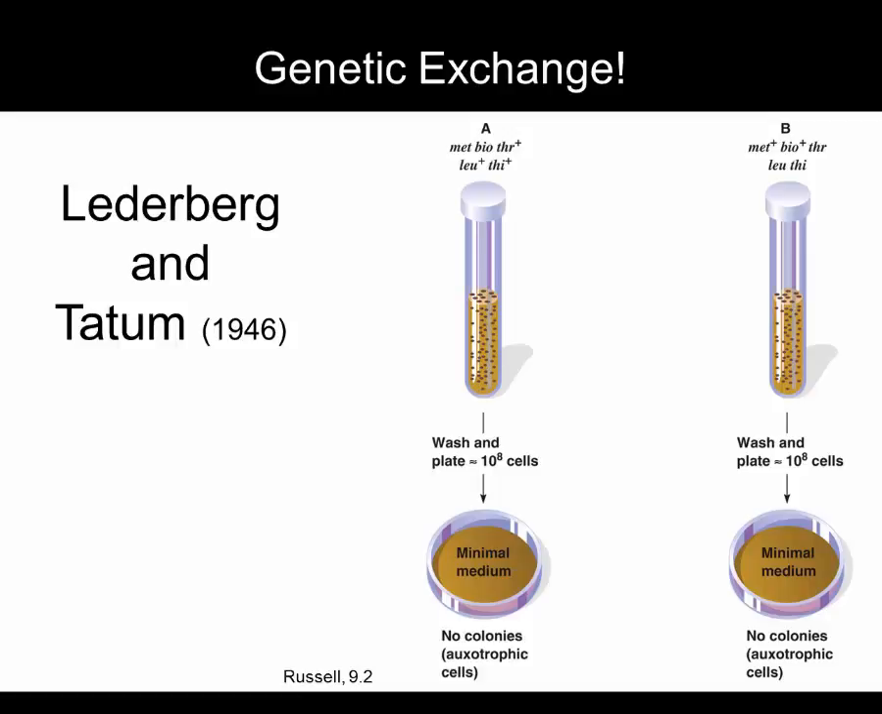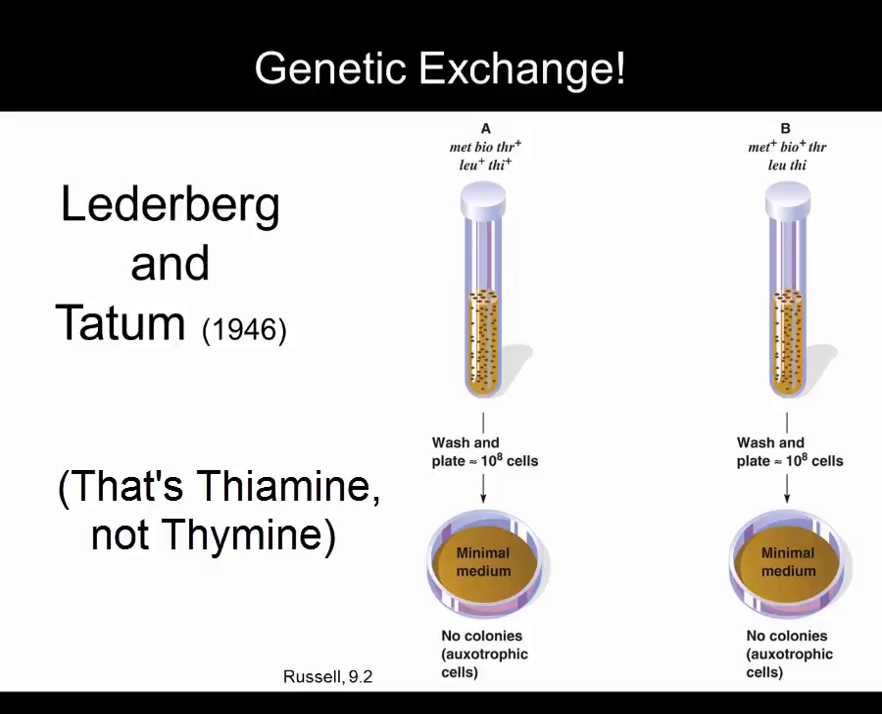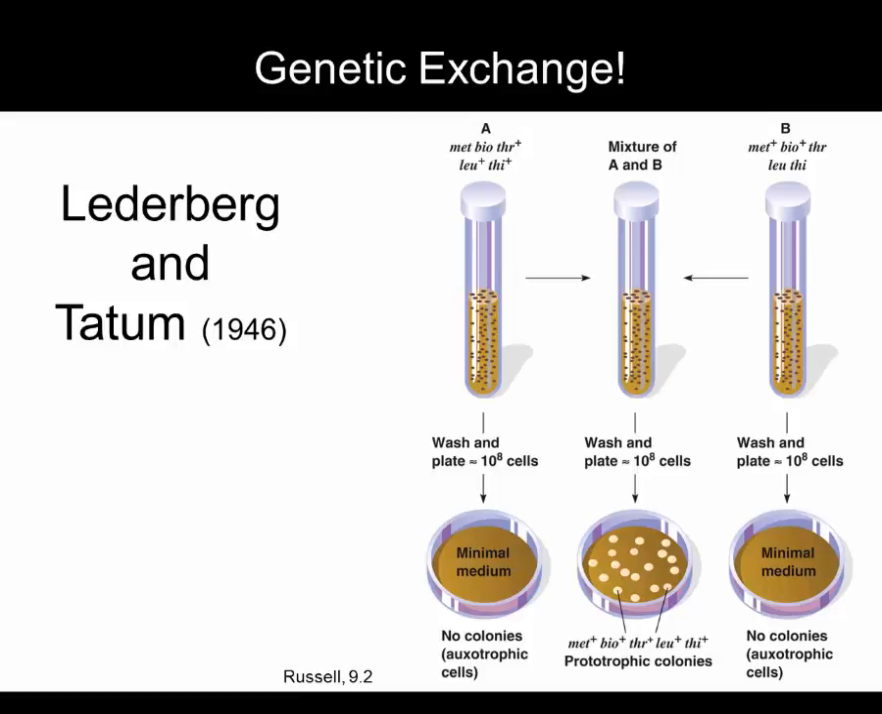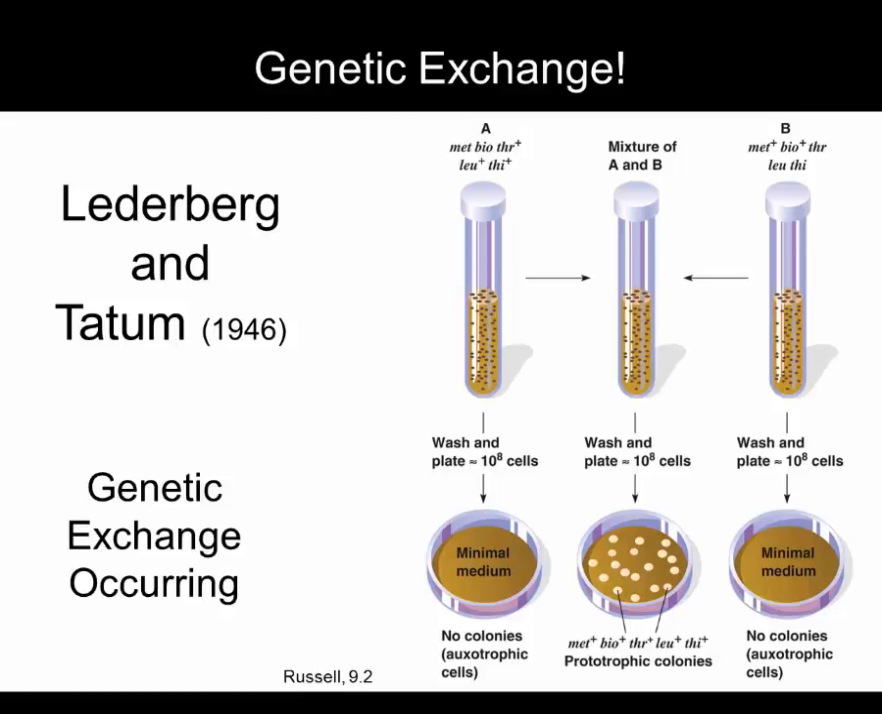They took two different bacteria strains that were auxotrophic for multiple nutrients. Strain A was auxotrophic for the amino acid methionine and the vitamin biotin, while strain B was auxotrophic for the amino acids threonine and leucine and the vitamin thiamine. Neither strain would grow on minimal media, but when you mix them and wait a while, you get prototrophs. Some genetic exchange must be occurring.